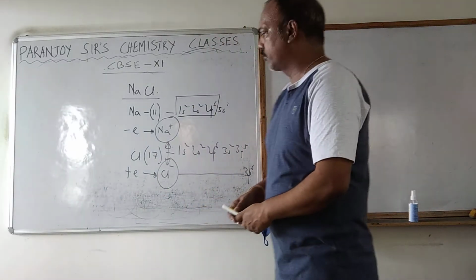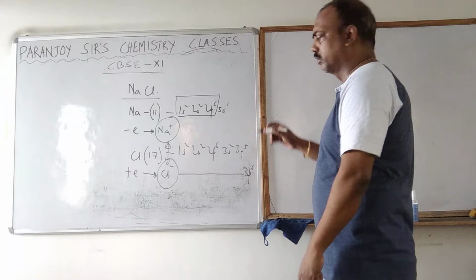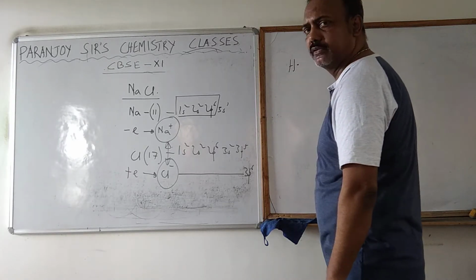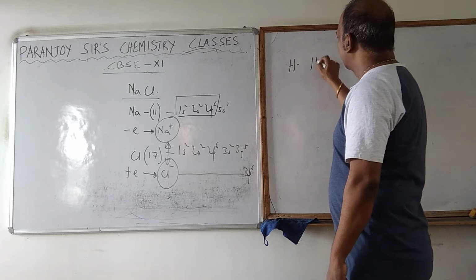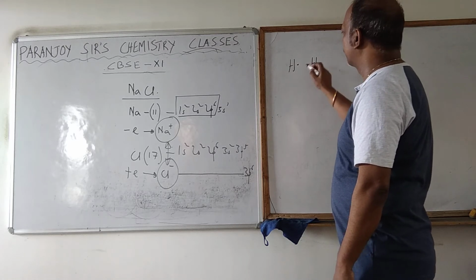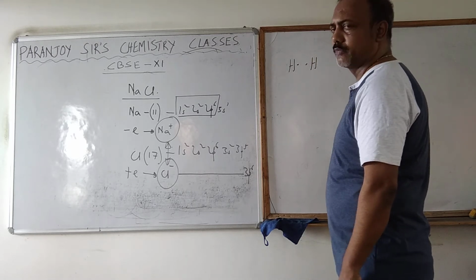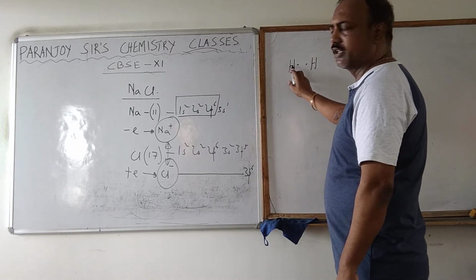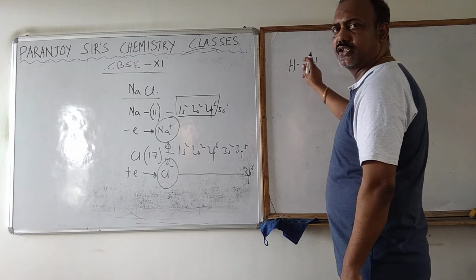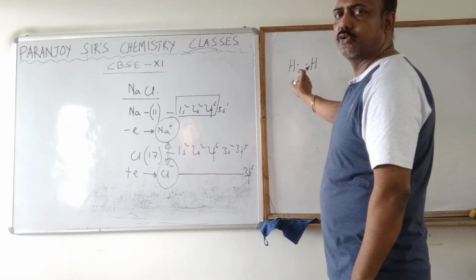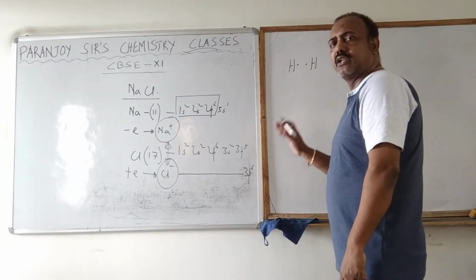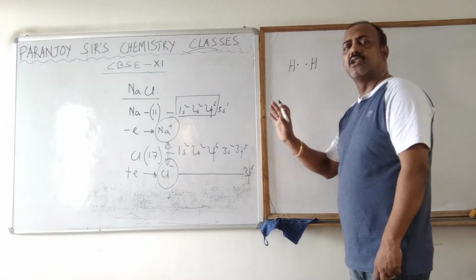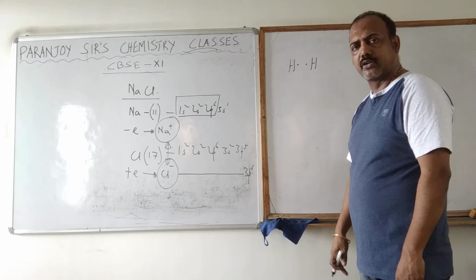For example, if I talk about the hydrogen molecule, hydrogen has one electron in its outermost shell. In a hydrogen molecule, two hydrogen atoms are there, each with one electron in its outermost shell. Each will give its electron for sharing, and these two electrons will be shared between both hydrogen atoms. And that will be responsible for the formation of the bonding, the force of attraction between the two hydrogen atoms.